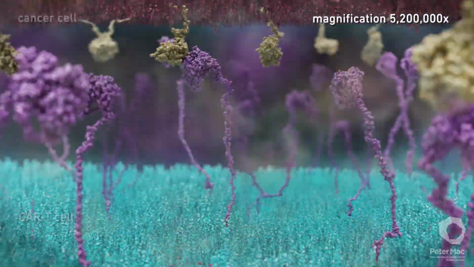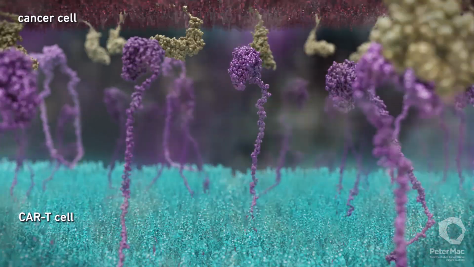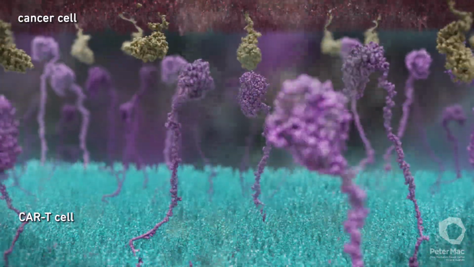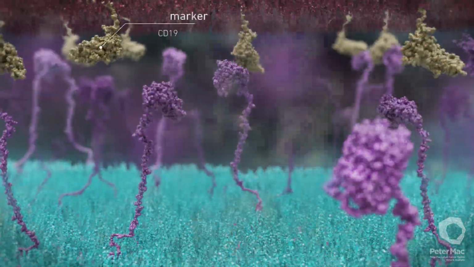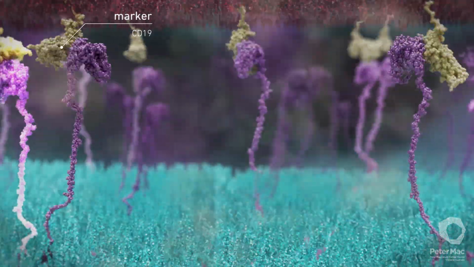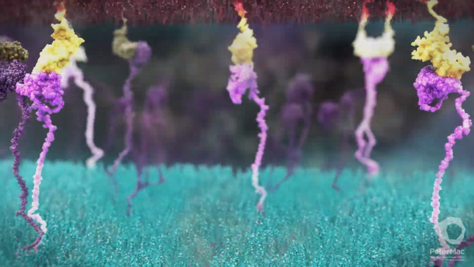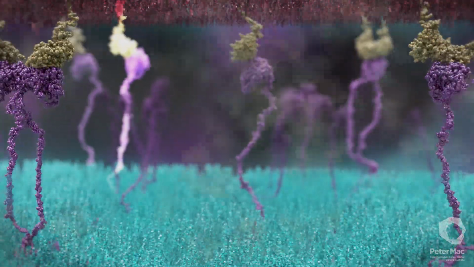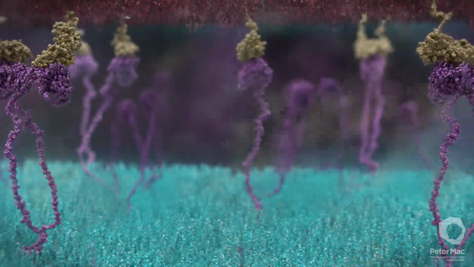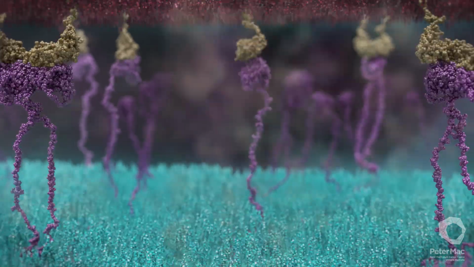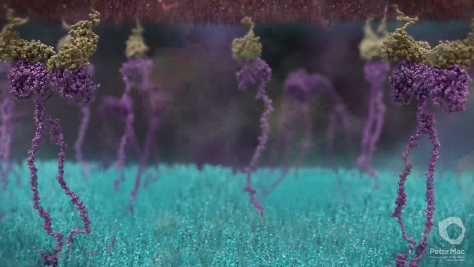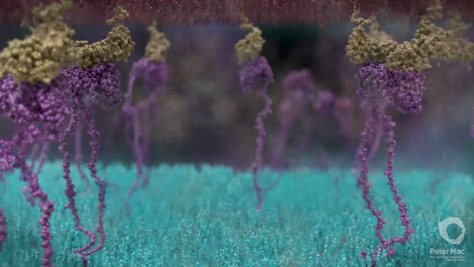We are now looking at the magnified surface of a CAR T cell in contact with a cancer cell. Once they are in the body, the CARs can directly bind to specific markers on the patient's cancer cells, shown in yellow, overcoming the need for MHC1 to be present. The bound CARs then cluster together.